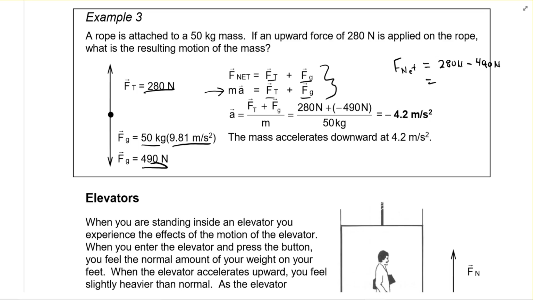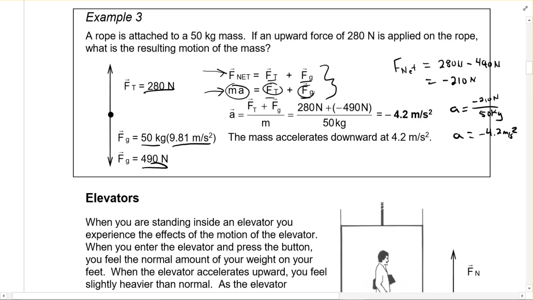And then found that that's equal to negative 210 newtons. And then just use F is equal to ma to go a is equal to negative 210 newtons divided by a mass of 50 kilograms. And you get the same answer, negative 4.2 meters per second squared. So you can still do it that way. This is just the more algebraic way where you're starting off with a formula and then replacing each of those things by what it equals all the way down.